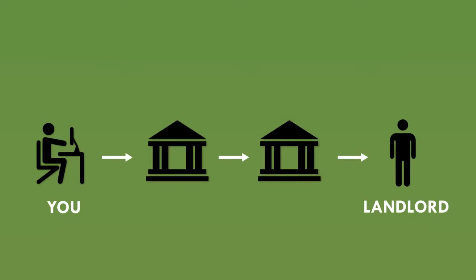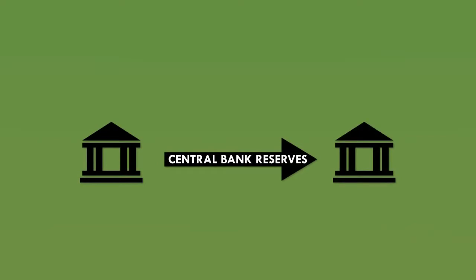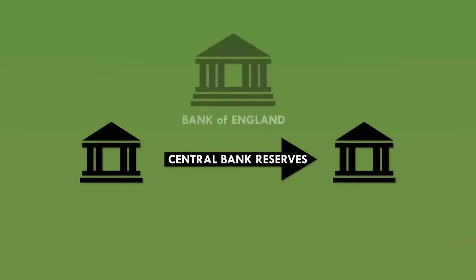So, instead, they use a type of electronic money, which is called central bank reserves. Remember that name, because we'll be using it a lot in this video. Central bank reserves are effectively an electronic version of cash, and banks use these electronic central bank reserves to make payments to each other. The central bank reserves are created by the Bank of England.